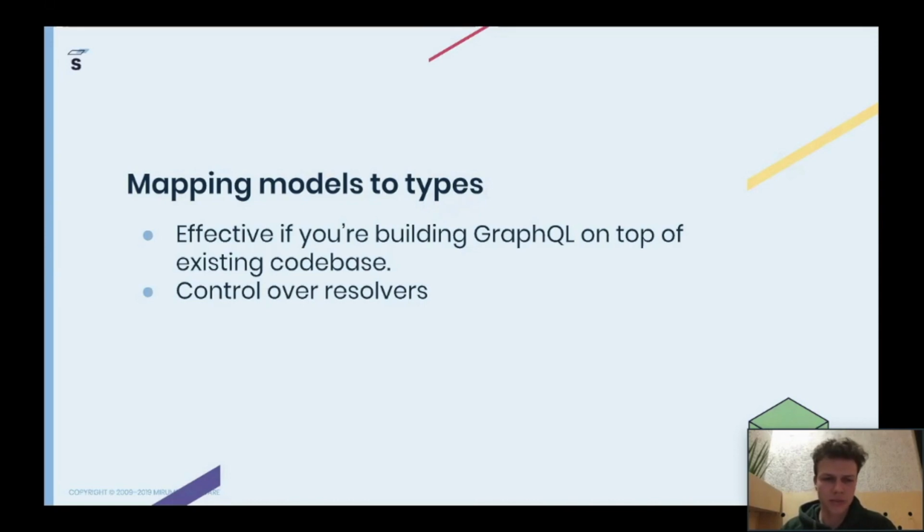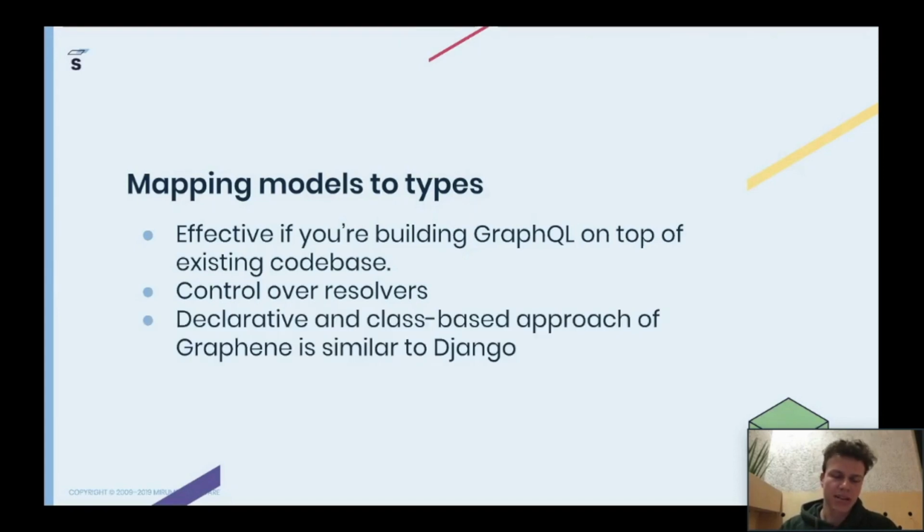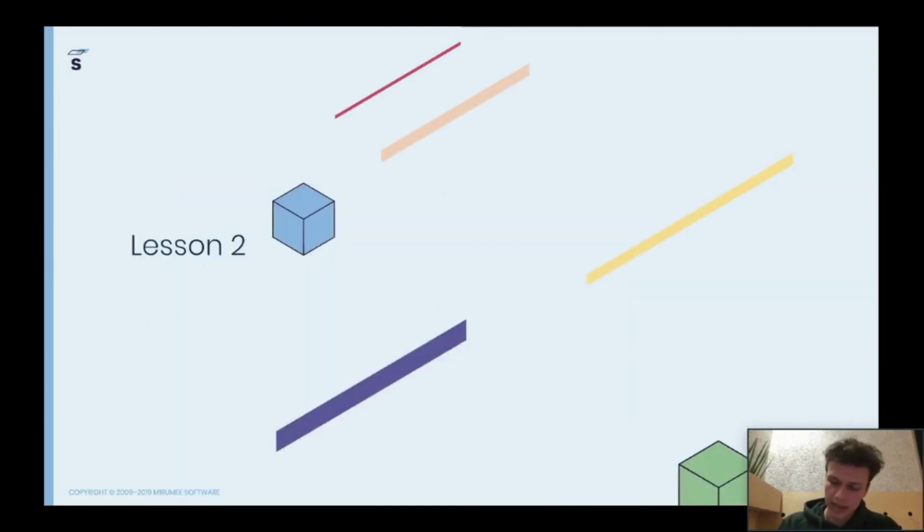If you want to add some permissions, for example, to a particular resolver, you can do that easily. And what's also important here is that Graphene uses a declarative style of programming, which is very similar to what you do in Django. So if your team is starting with GraphQL and uses Graphene, then it's really easy to dive in because you have the same programming style, the same patterns used in both frameworks. So this is really convenient to use. So that's the first lesson about building types.